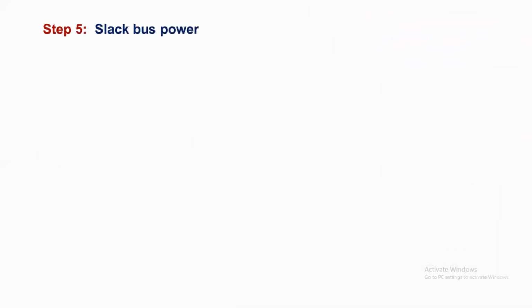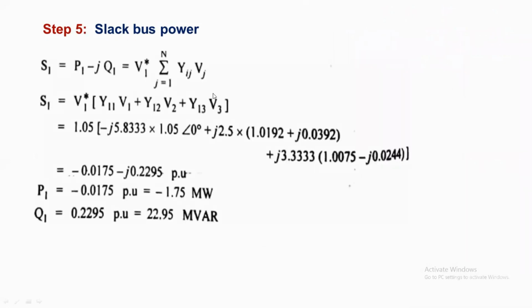The next step, step number 5, the slack bus power. The first bus is the slack bus. Then the formula becomes S1 is equal to P1 minus jQ1, that is equal to V1 star summation j is equal to 1 to N, Yij Vj. Here the number of buses is 3. Therefore, expanding the summation: V1 star times Y11 V1 plus Y12 V2 plus Y13 V3. Then substitute all the values.